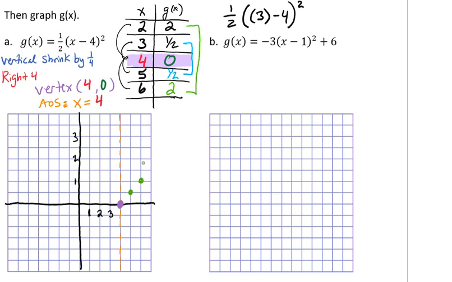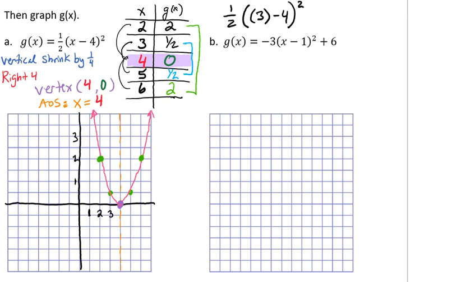That is definitely not 2. Let's try that again. And then we've got 3 and 1/2, and 2 and 2. And then from there, we can graph those. And now we see that we have our graph.